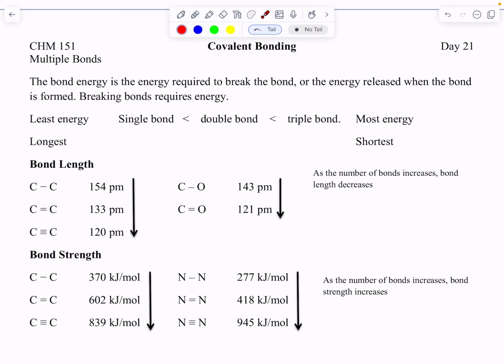Hey guys, welcome back. We're continuing day 21, and we're going to talk about bonding real quick. We're talking about multiple bonds versus single bonds, and then we're going to do some more examples.